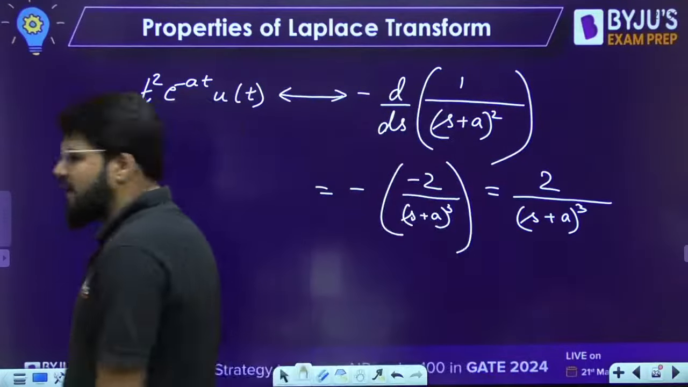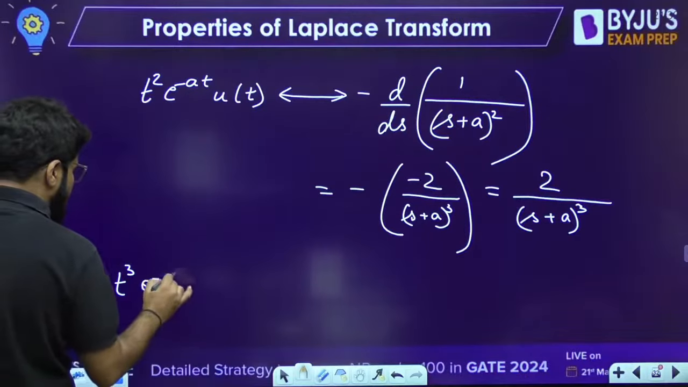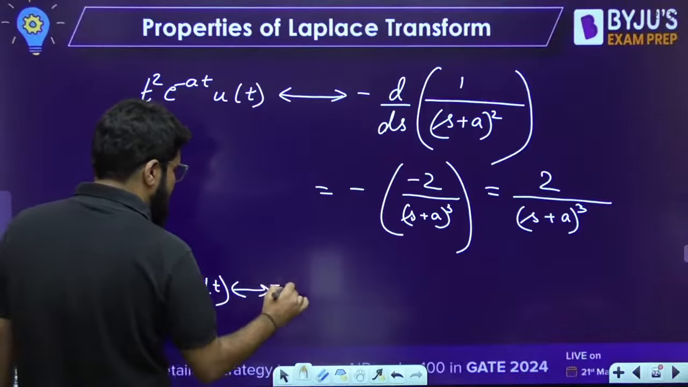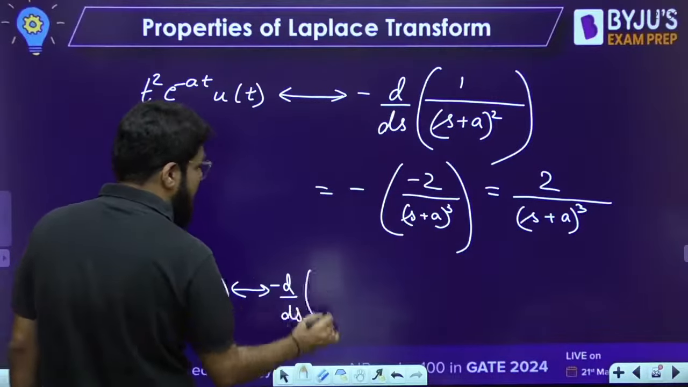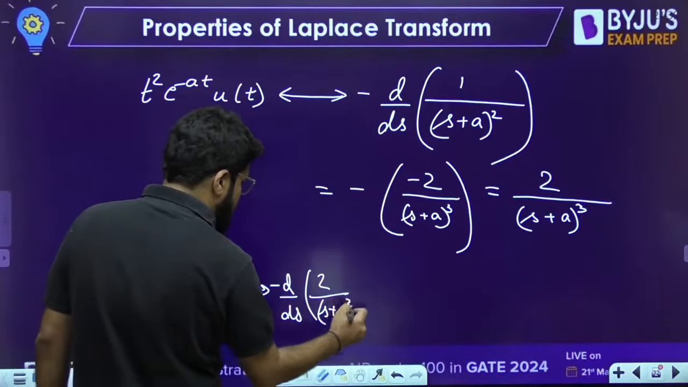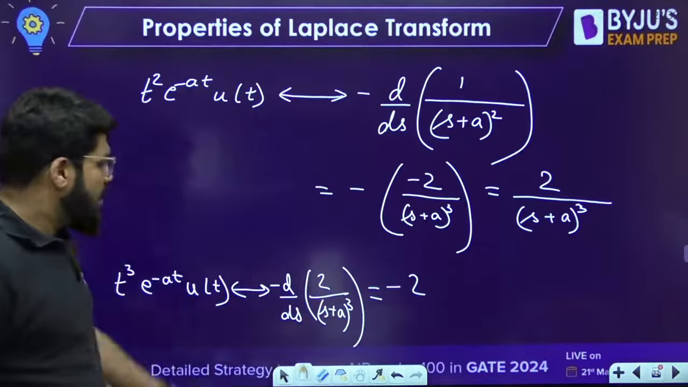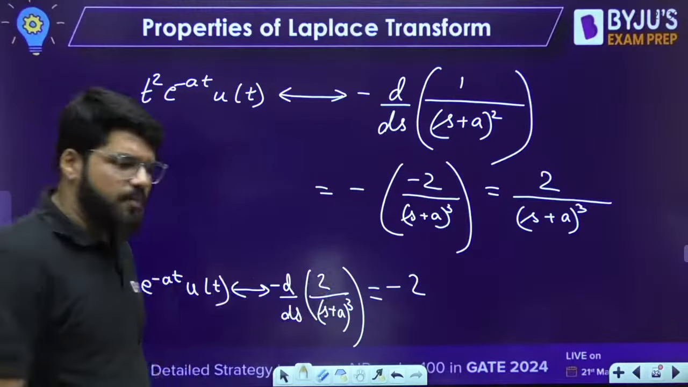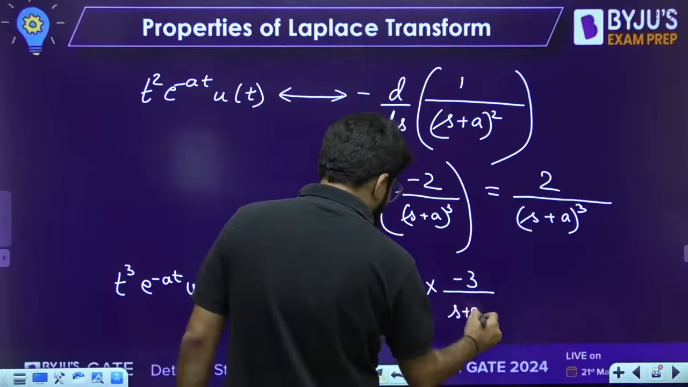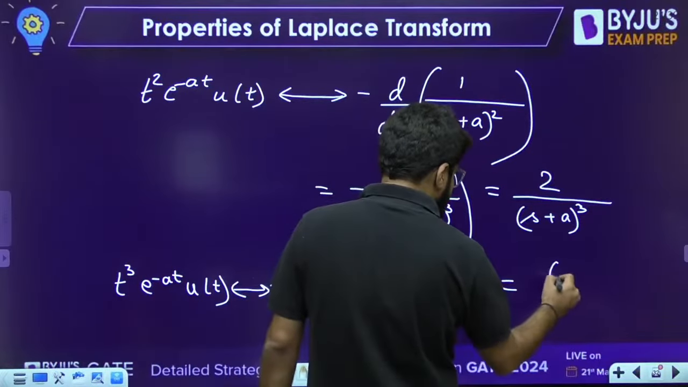Let's generalize one more. If it is t cube e power minus at ut, then one more t multiplied means one more round of differentiation, minus d by ds of the above Laplace transform, 2 upon s plus a whole cube, right? So this will become how much? Minus 2 outside, 1 upon x cube. 1 upon x cube differentiation is minus 3 upon x power 4. So minus 3 upon s plus a power 4. This becomes 2 times 3, that is equal to 6.